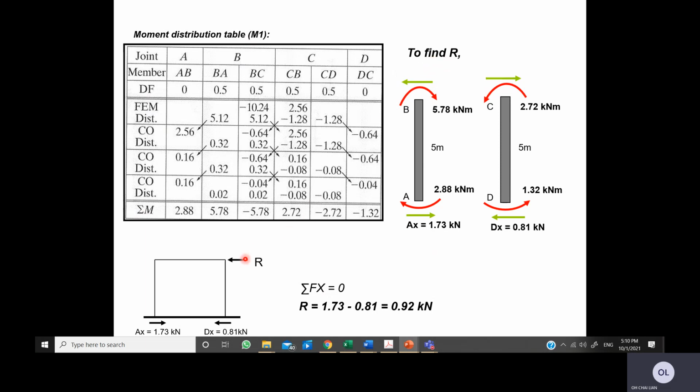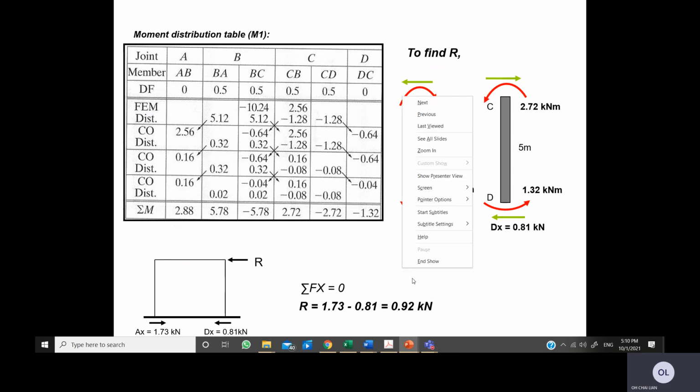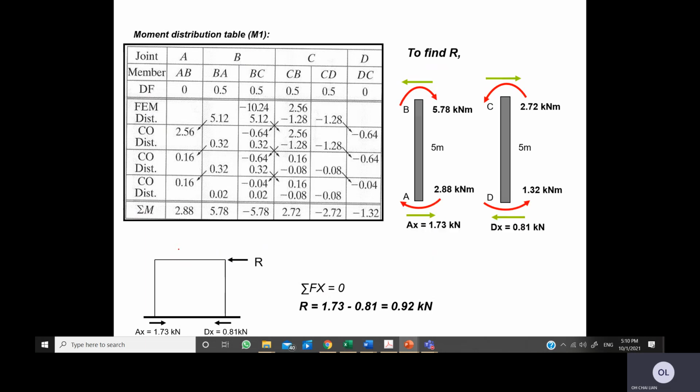After you determine M1, we need to determine R. How to determine R? We use the equilibrium equations to solve for R. For example, R is in the X direction. Please add in my notes: in this case we have 16 kilonewton, but it is not the horizontal force.